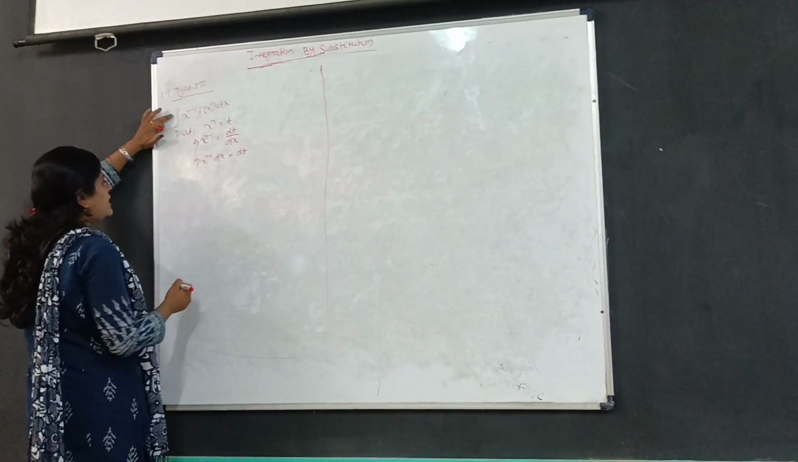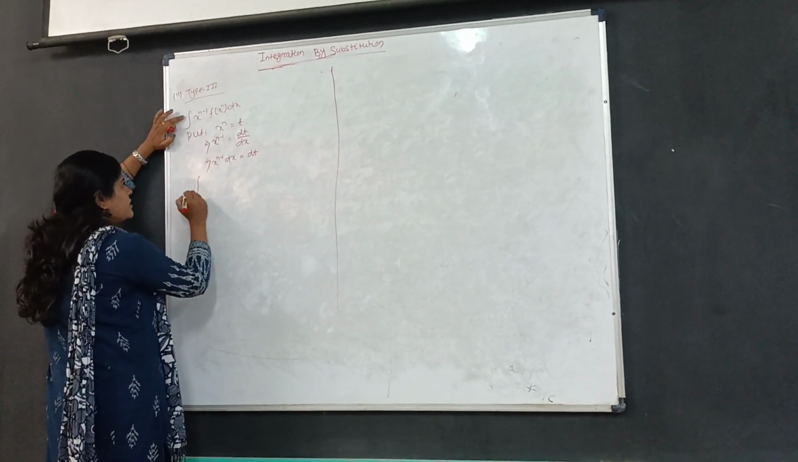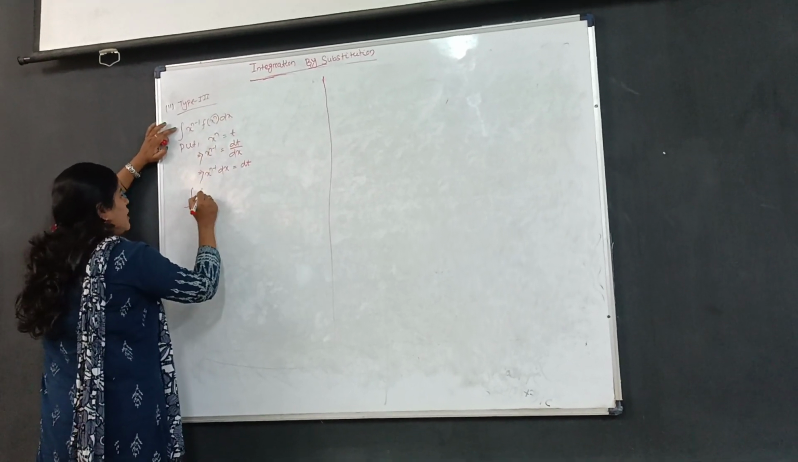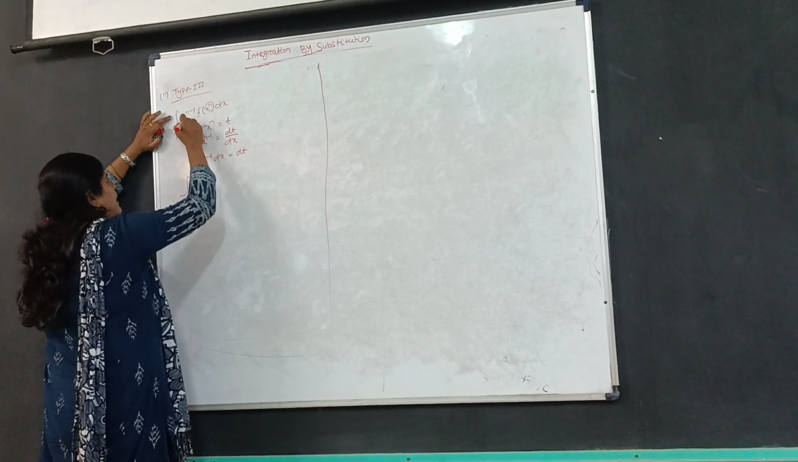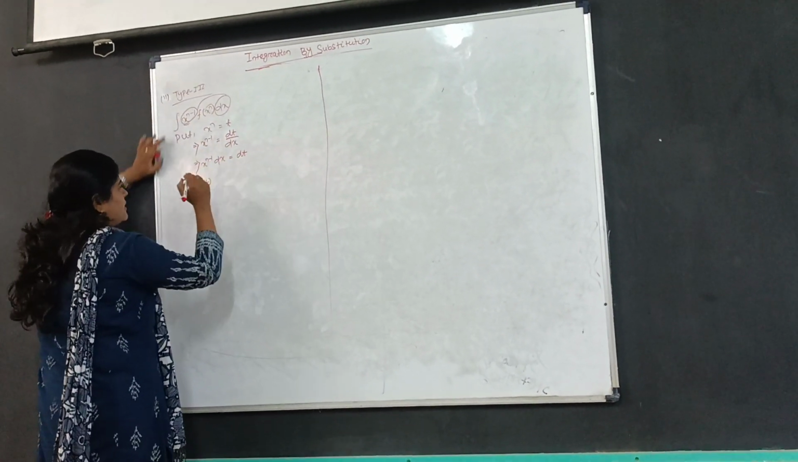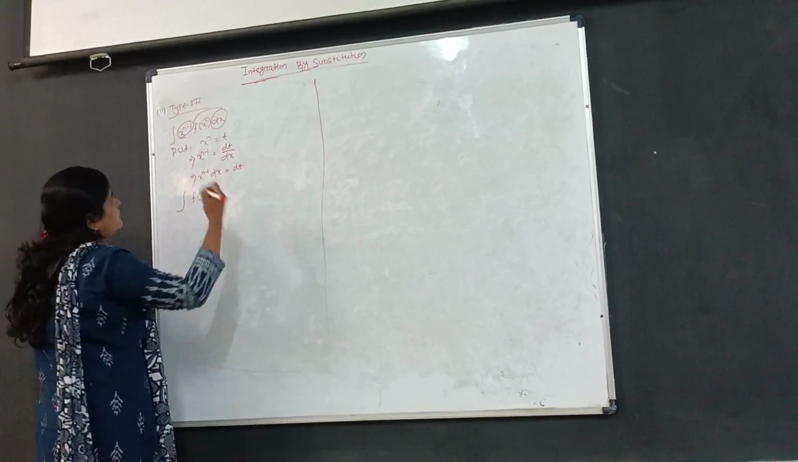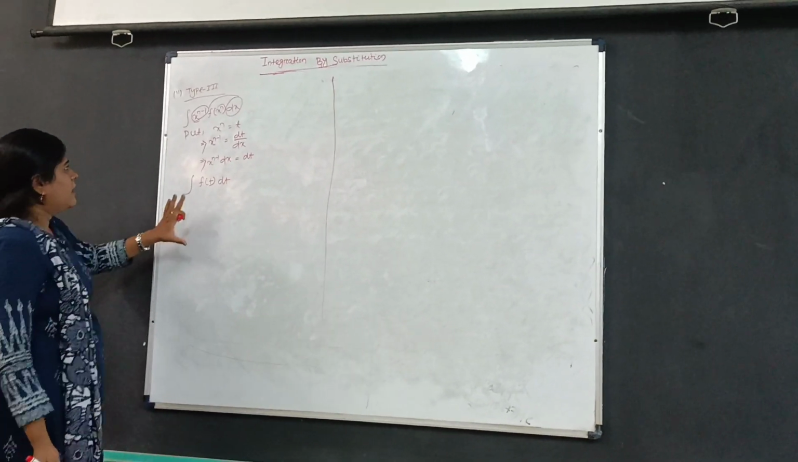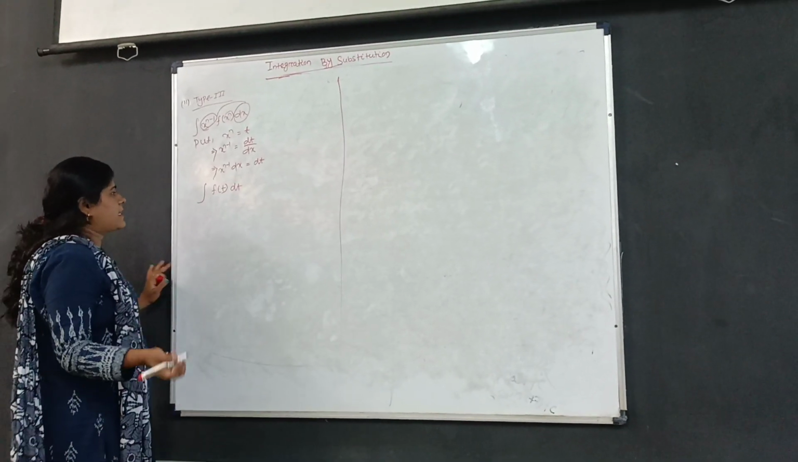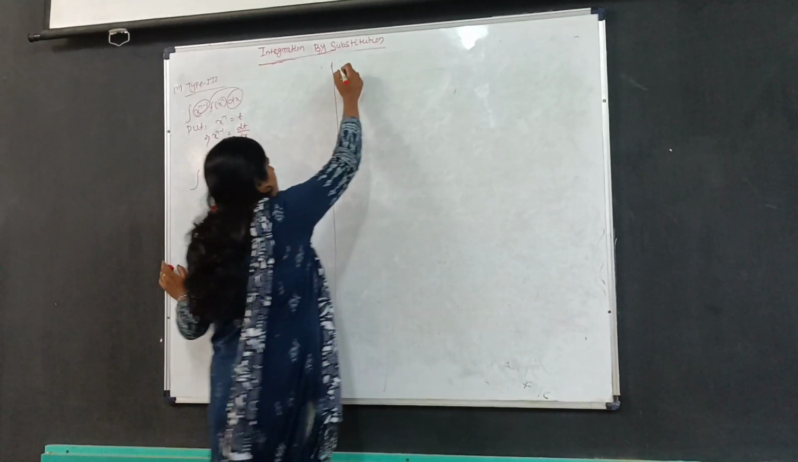So this integral is converted to the integration of f of t, where x to the power n we put t, and where x to the power n minus 1 dx we substitute dt. In type 2 we also solve an example. Let us take the example.